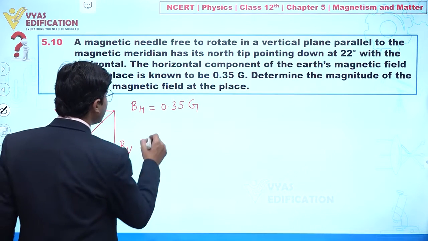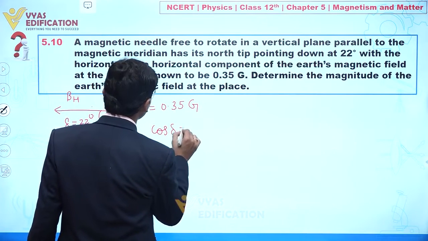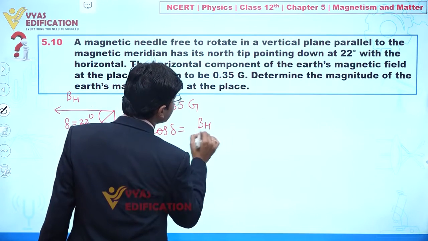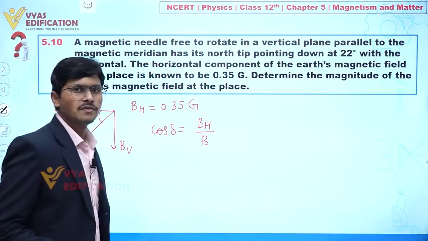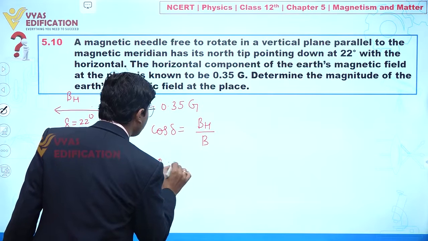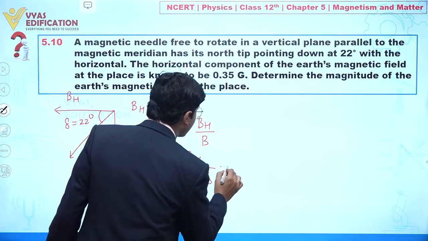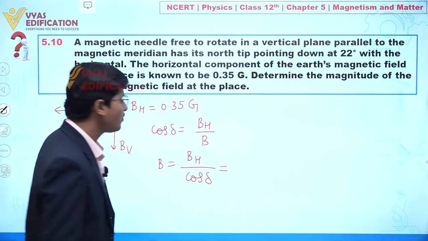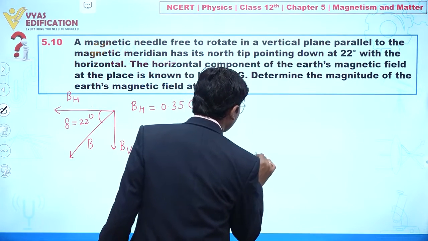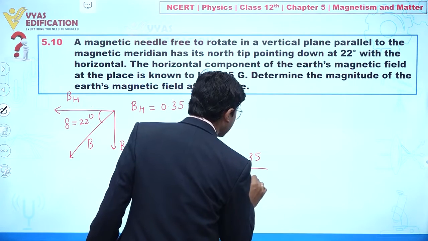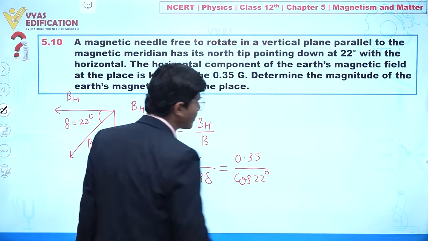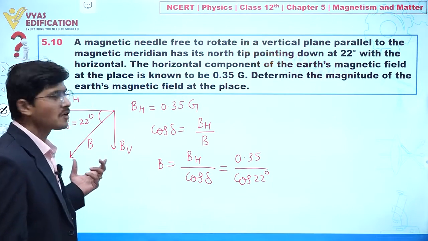Yes. From here we can write cos of delta is given by BH upon B. From here we can write the value of B is given by BH upon cos of delta. Value of BH we have 0.35 divided by cos of 22. Now what is the value of cos 22?